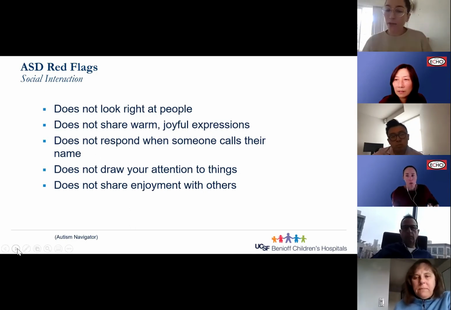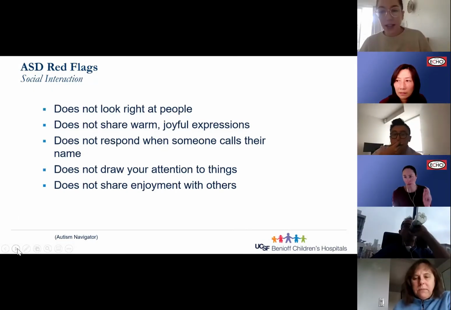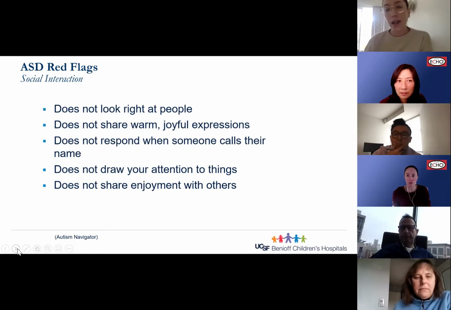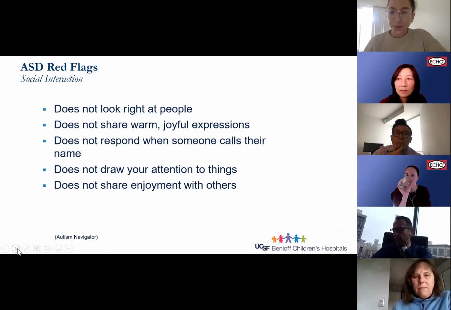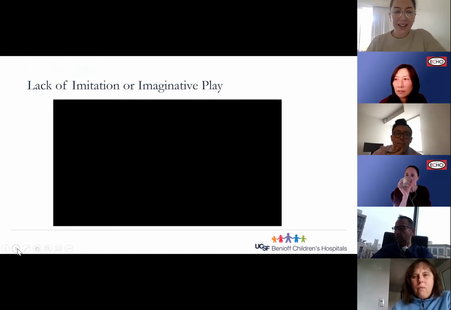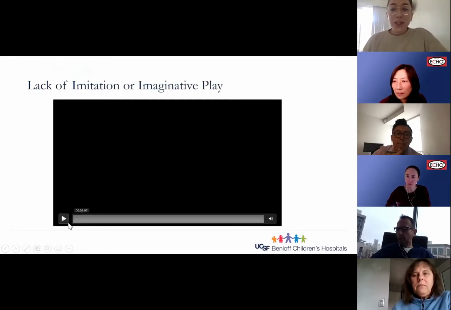Are they more focused on individual play? Do they not want others to touch things while they're playing with them? And it's clear that they like what they're playing with, but don't want anyone else within their space engaging with them. Next slide. So some examples of some of these red flags.